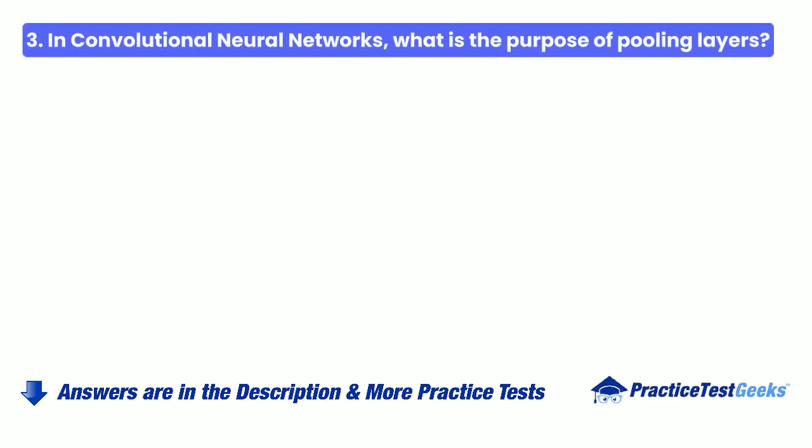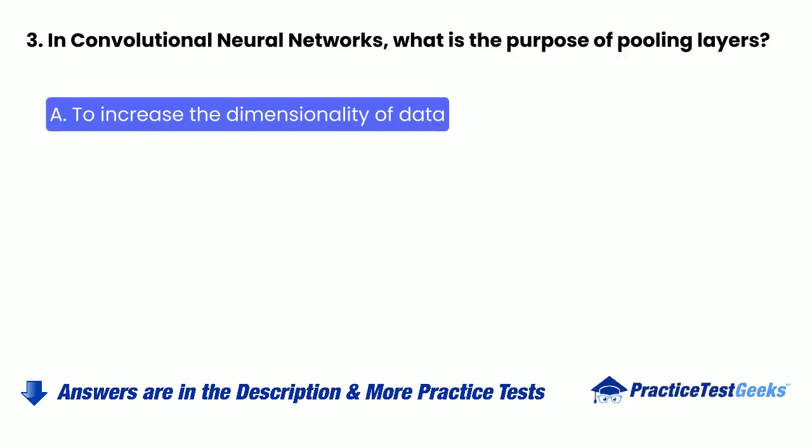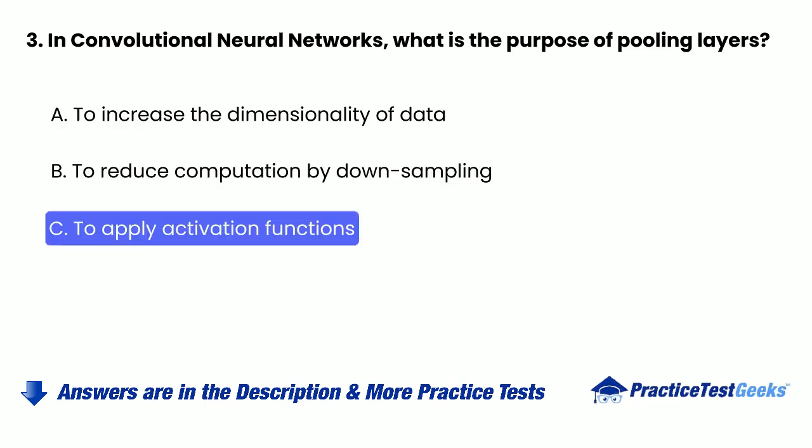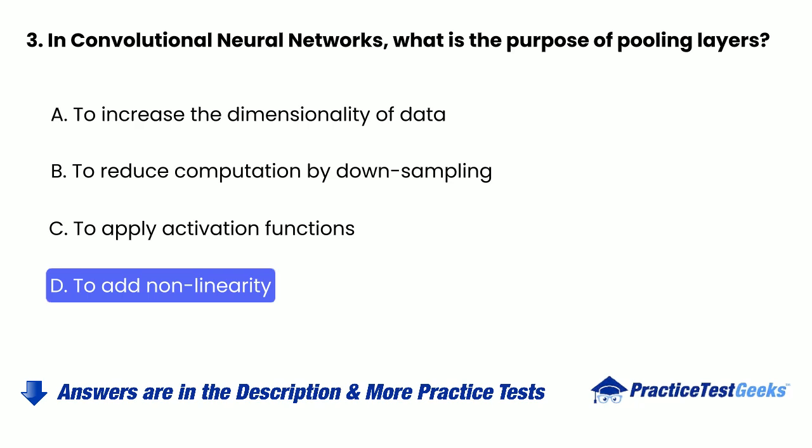3. In convolutional neural networks, what is the purpose of pooling layers? A. To increase the dimensionality of data. B. To reduce computation by downsampling. C. To apply activation functions. D. To add nonlinearity.